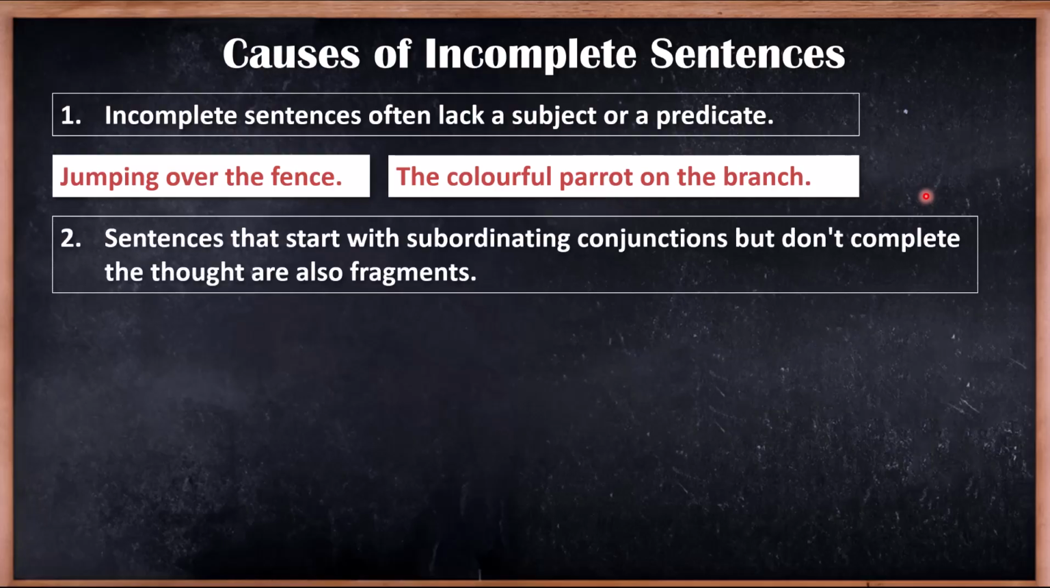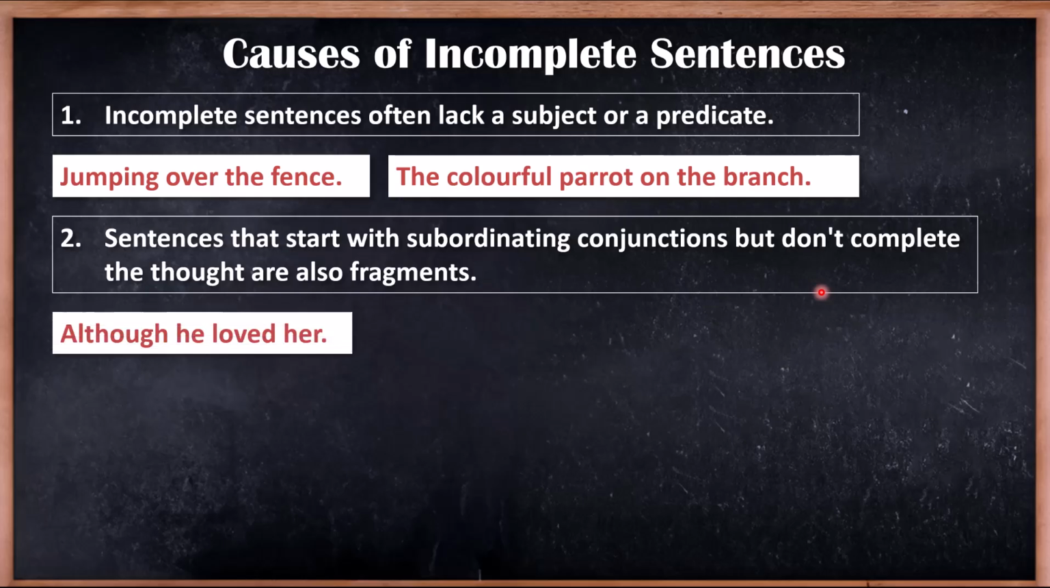The second cause of incomplete sentences is that some sentences begin with subordinating conjunctions, but they don't complete the thought. For example, "Although he loved her." If we remove the subordinating conjunction, "he loved her," that would be a complete sentence. However, when we add this subordinating conjunction, now the sentence is incomplete. We need more information. For example, "Although he loved her, he wasn't ready for a relationship." That would be a complete sentence.